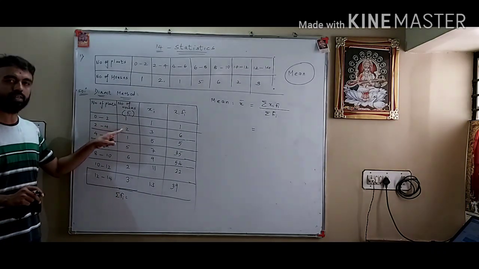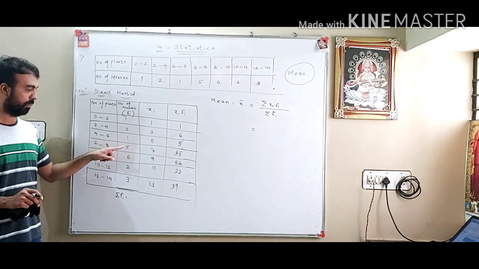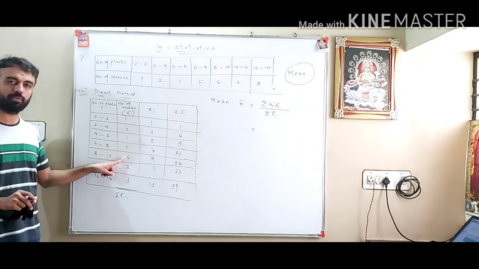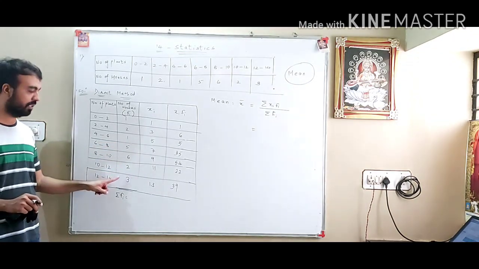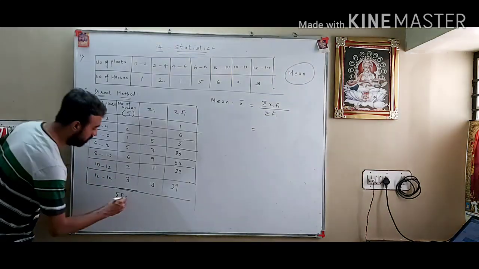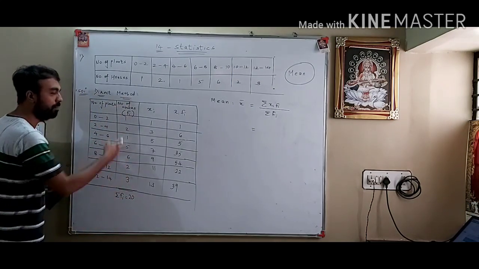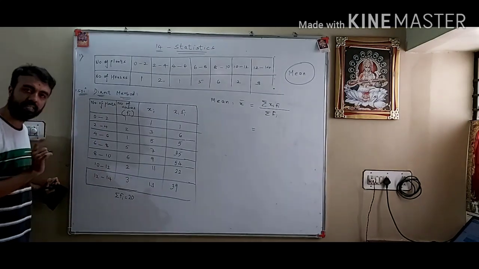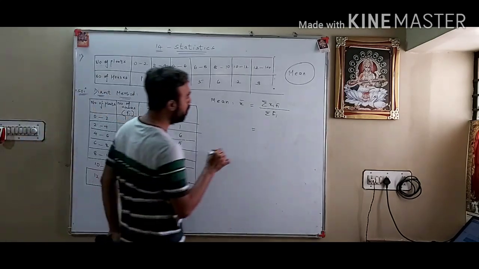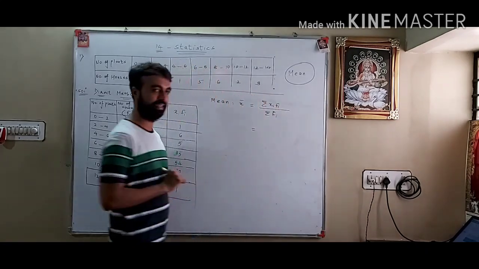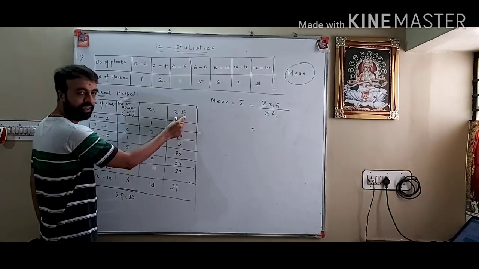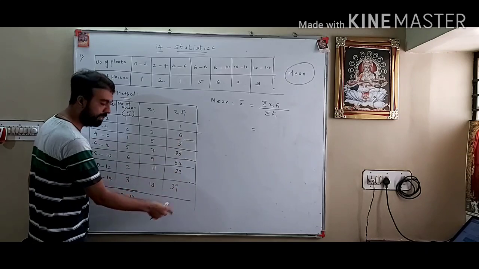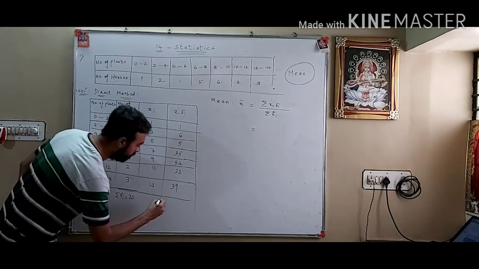1 plus 2, 3, 3 plus 1, 4, plus 5, 9, plus 6, 15, plus 2, 17, plus 3, 20. So what will be the addition of this full column of fi? It will be 20. So your sigma fi is 20. What else do you want? Sigma xi fi. So here is xi fi. You want the total of this also. So you need to make the total.